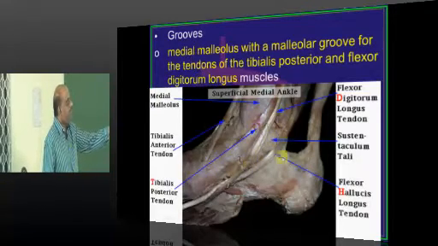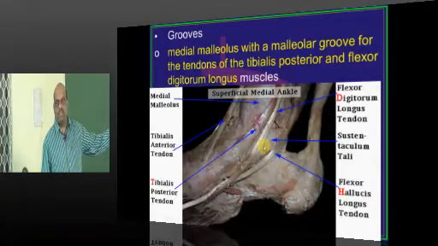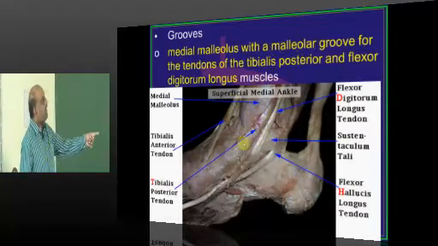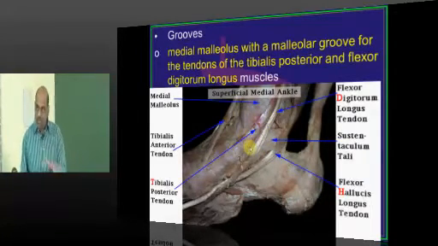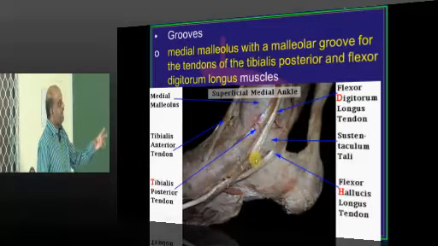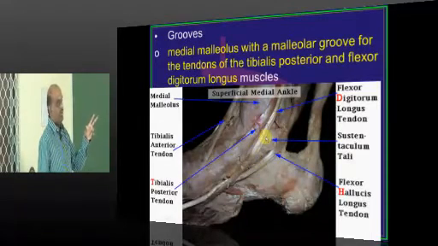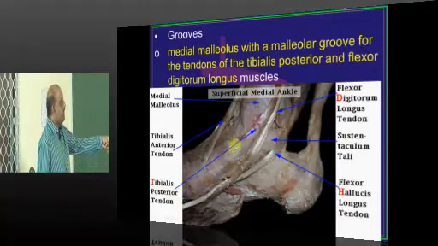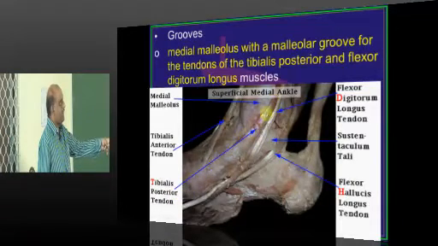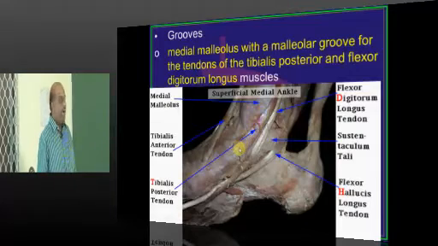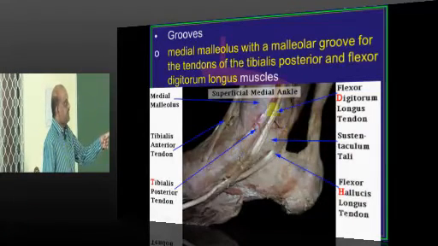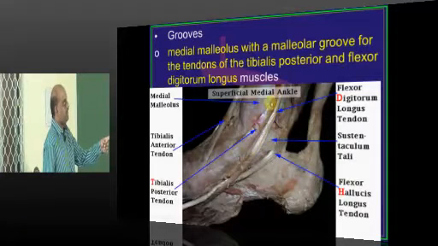Typically, if you look at the medial malleolus, it is a part of the tibia. It has one malleolar groove, and through the malleolar groove, what will be passing, doctor? We need to remember two important muscles. One is tibialis posterior. The other is flexor digitorum longus.